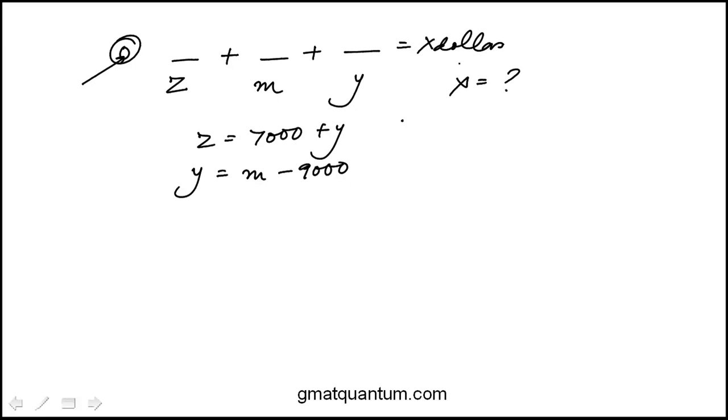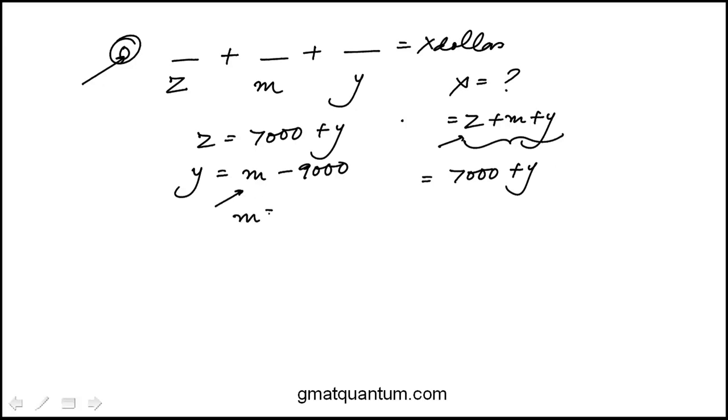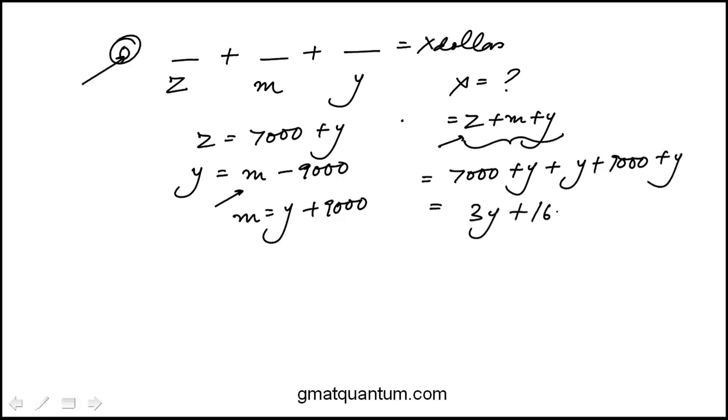So I'm going to actually write down X in terms of Z, M, and Y, because eventually I need to reduce it to these variables. In fact, I might even simplify this. So it depends on the question. So here Z I have in terms of Y, 7,000 plus Y. And then I can write M in terms of Y. M is Y plus 9,000. So I'm really writing everything in terms of Y. And you'll see that this reduces to 3Y plus 1,600 is equal to what? So it's really about, can I find Y?